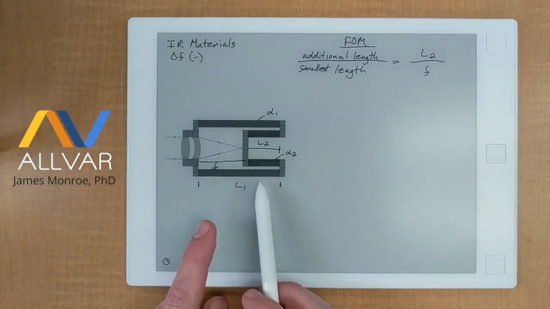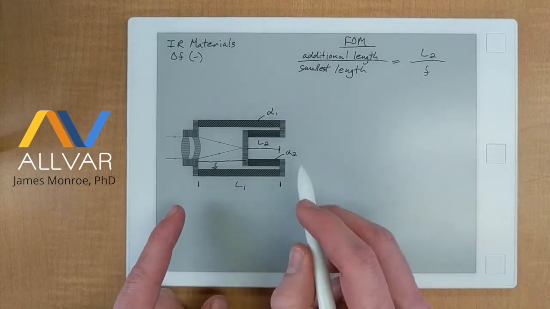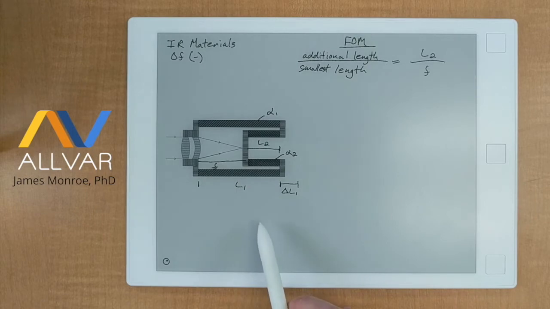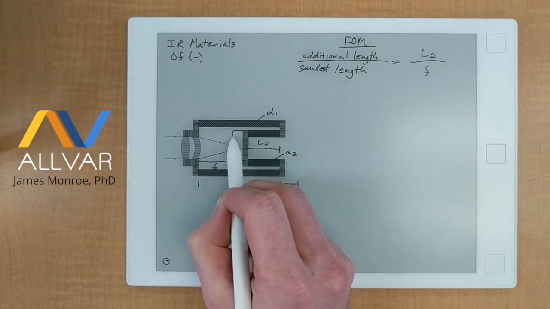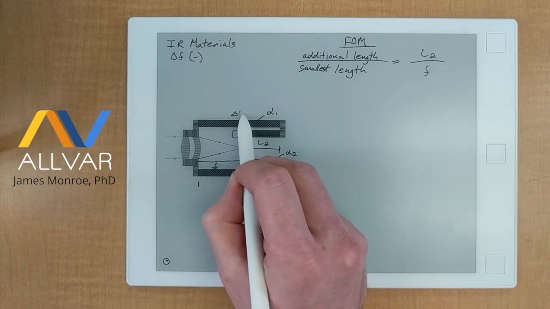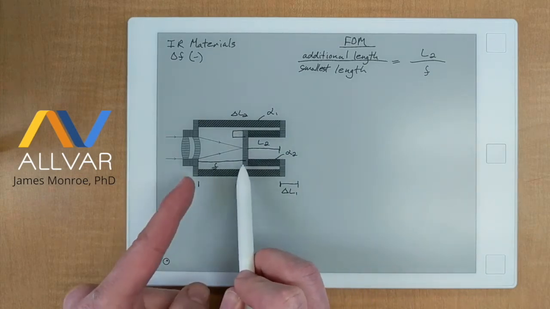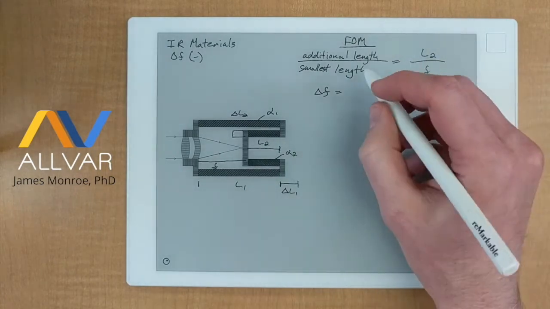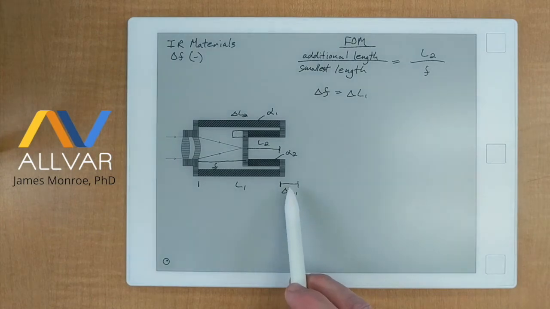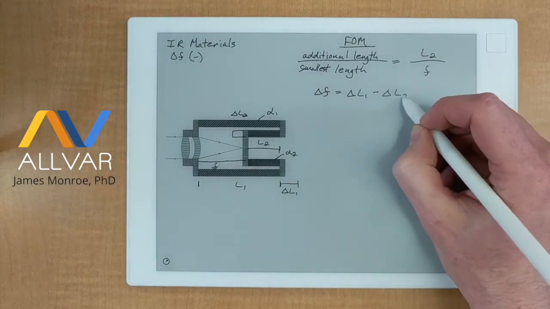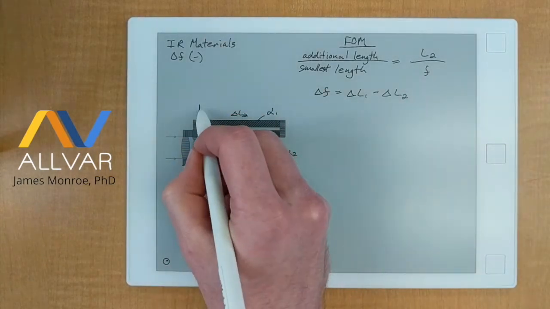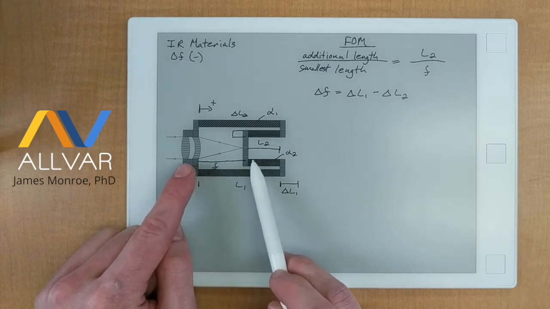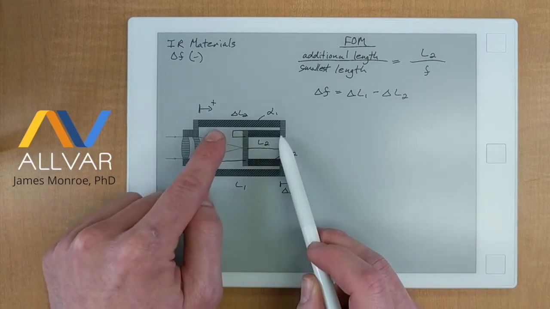So if we start to think about a uniform temperature change, the outer housing is going to want to expand. And we can define that by the change in length of this L1. And the inner housing is going to want to expand as well for a normal material. And that's going to be delta L2. And so the change in this air gap, which would be characterized by the change in focal length, is equal to the change in length of the outer housing minus the change in length of this inner housing. And with this setup, of course, going to the right is going to be positive. So what we're saying is the thermal expansion of this focal length, as it gets bigger, is going to be equal to this expansion minus this expansion.